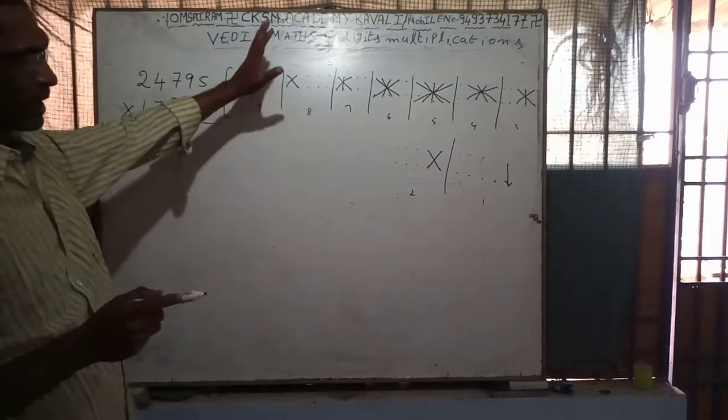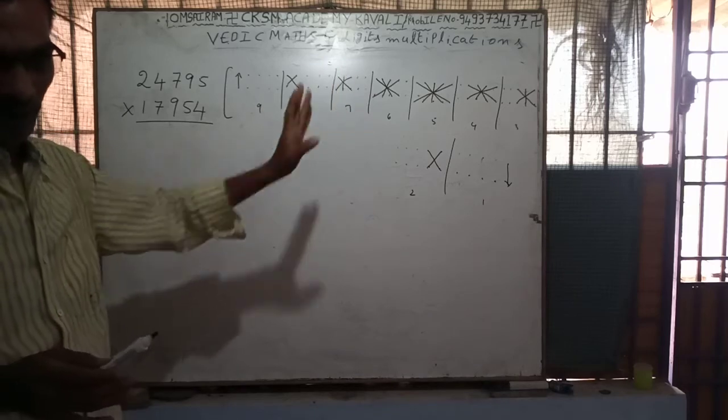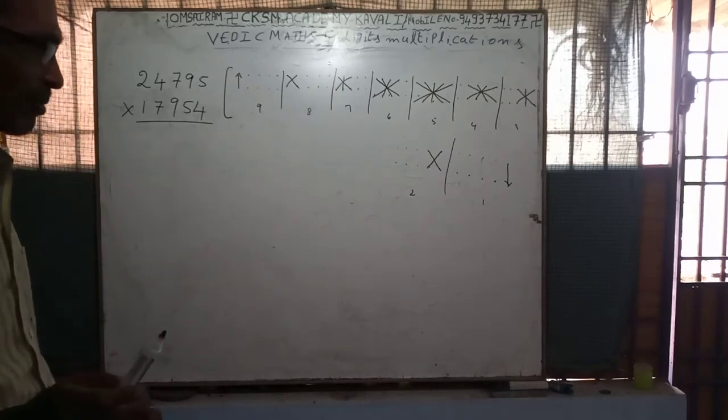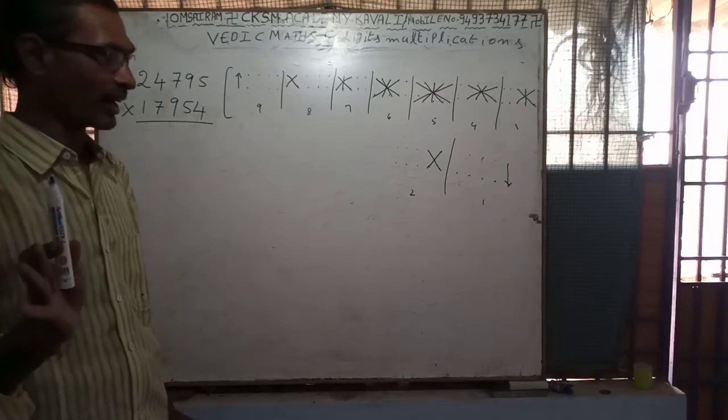We do this multiplication left to right or right to left, both are the same. We do it in some order. We must not confuse it; we follow only one order.